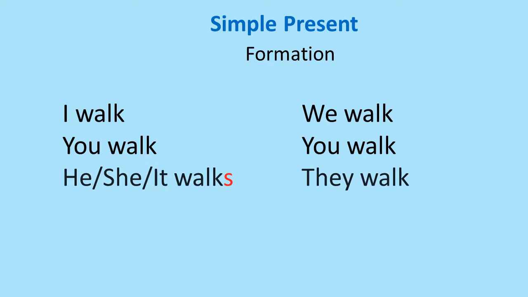The simple present is formed very easily. Basically, you always just use the infinitive form of the verb. So I walk, you walk, we walk, you walk, they walk, except when you are in the third person singular, and then you would say he walks with an S at the end, or she walks, or it walks.